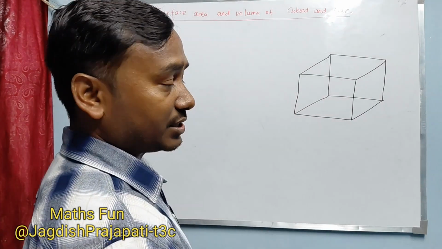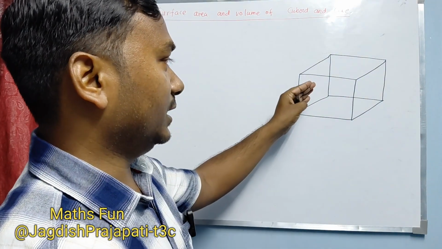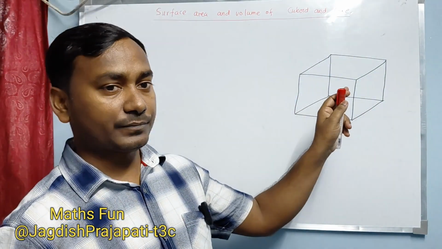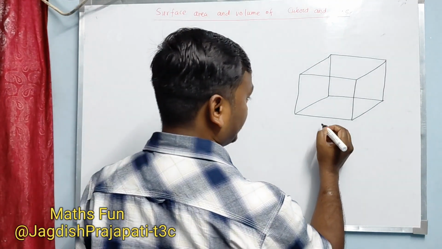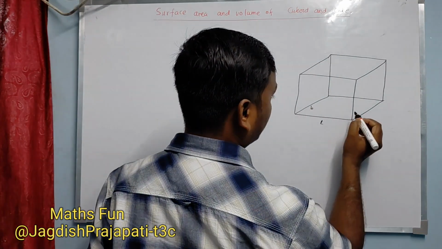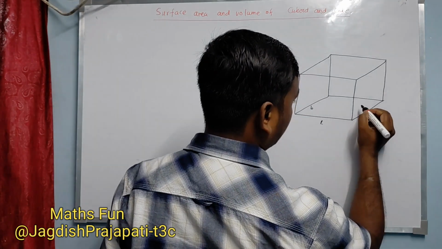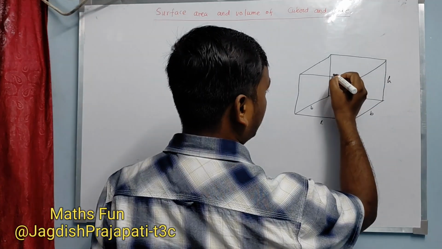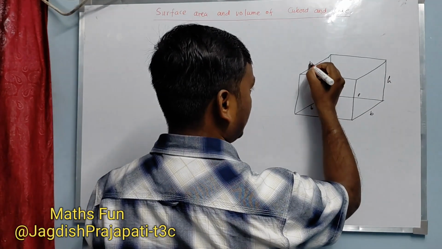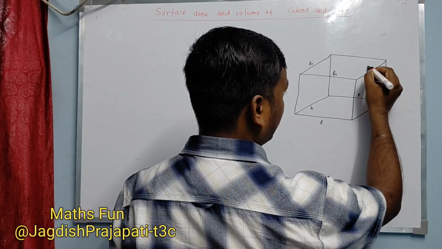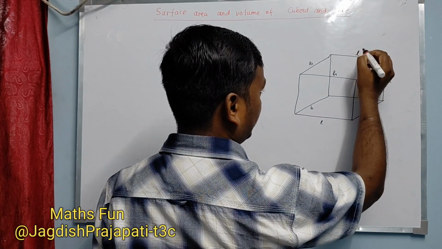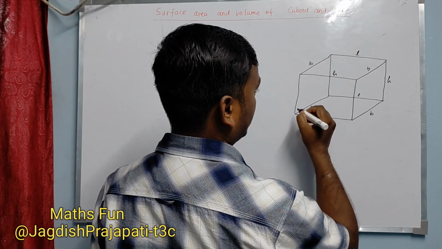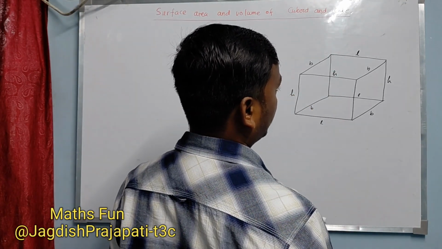So this is a structure of a cuboid. Actually, it is a three-dimensional body. So you imagine that this is a cuboid where this is length, this is breadth, this is breadth, this is length, this is height. So this will be height, this will be b, this will be b, this will be l, and yes, this will be h.